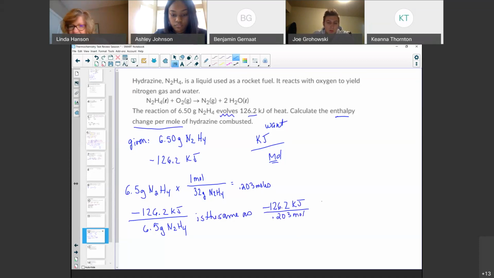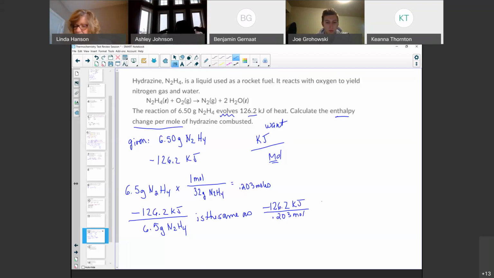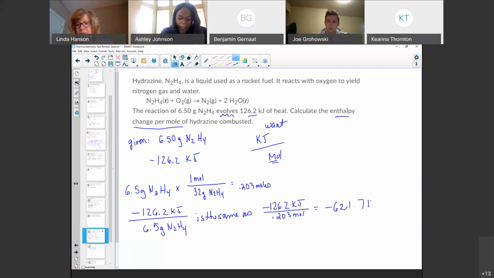Let's simplify that. Negative 126.2 divided by our mole number of 0.203, negative 621 point, and I'll just round. That's all there was to that problem. And it's really a good question because it's not complicated if you just think about units. This many kJs for this many grams, okay, but I really wanted kJ per mole. And so we just manipulated units to turn it out that way. What do you think?